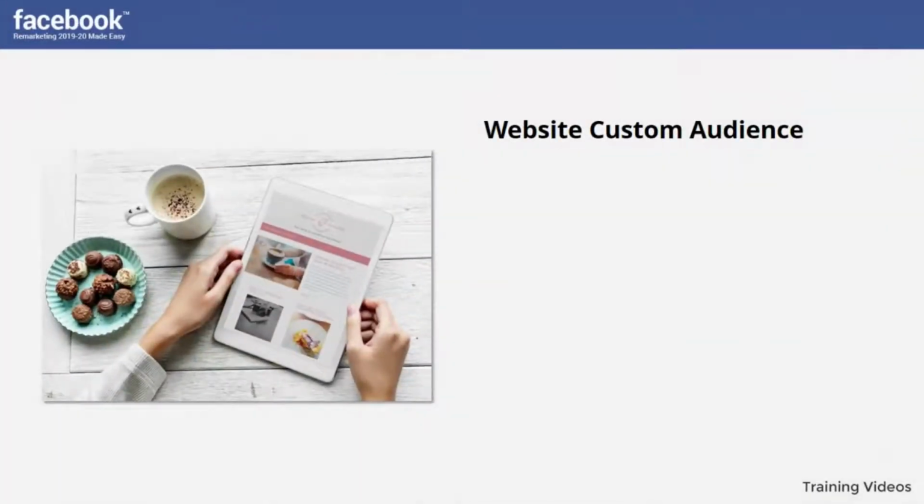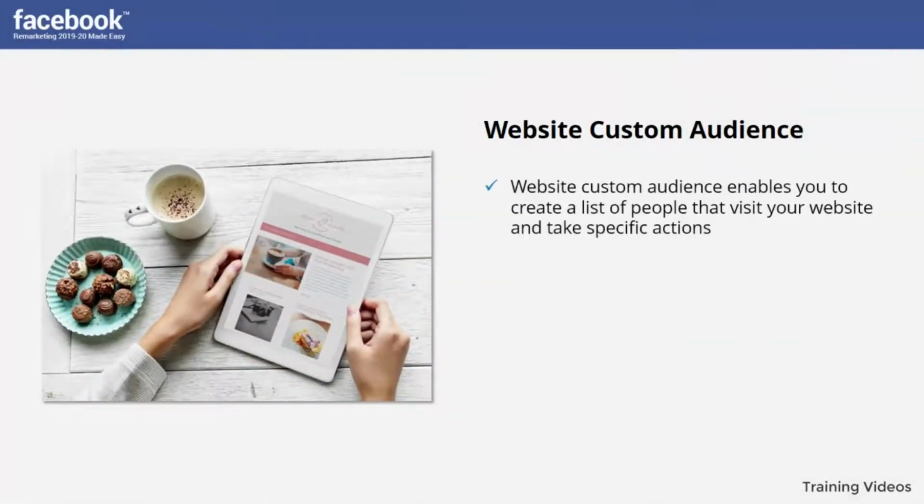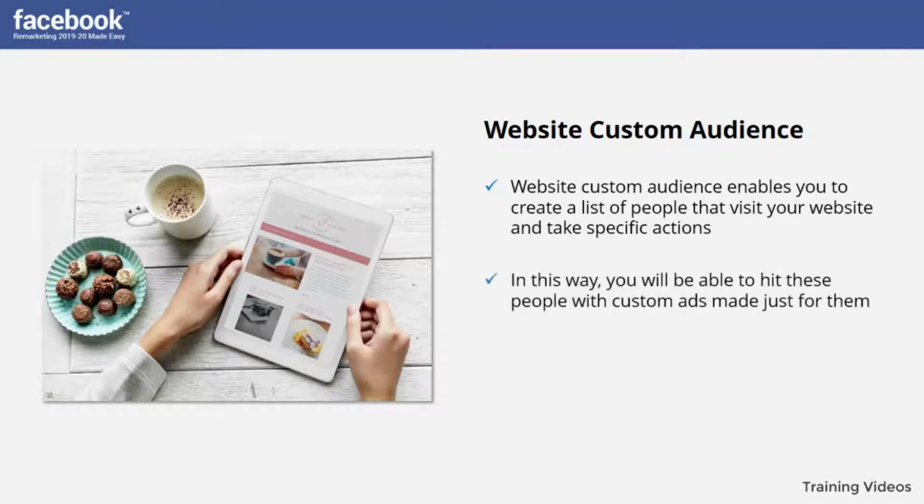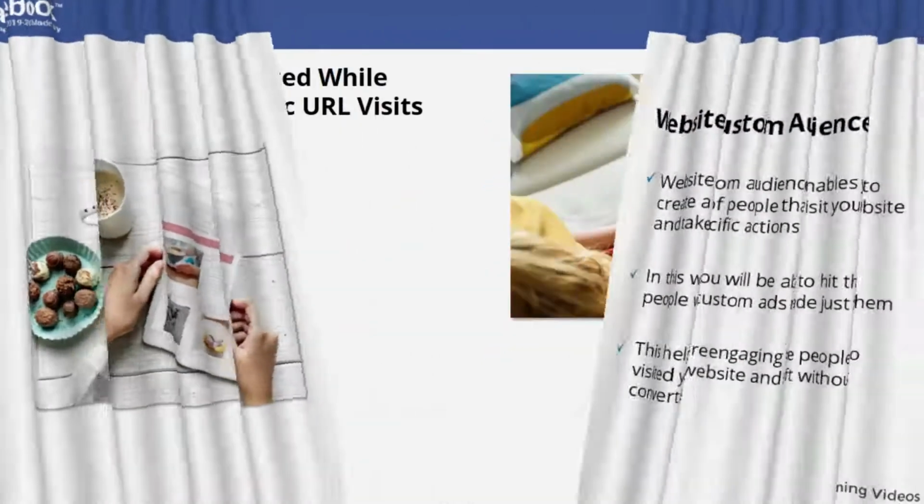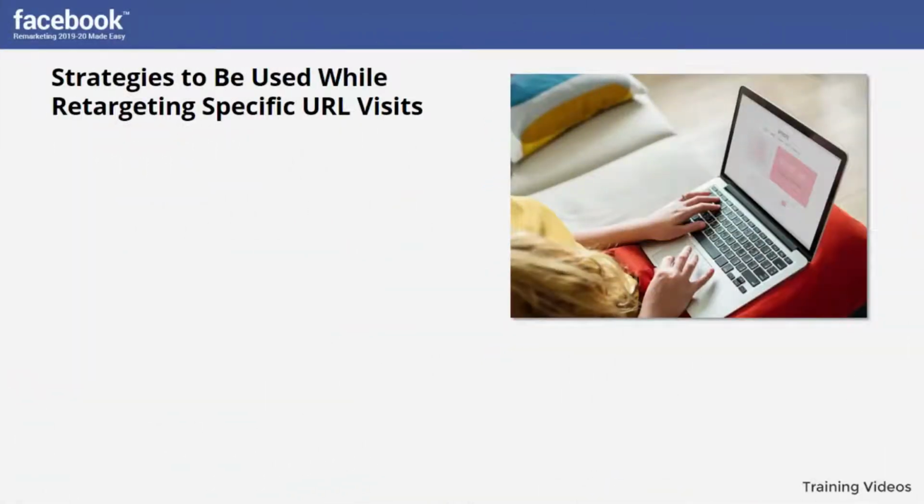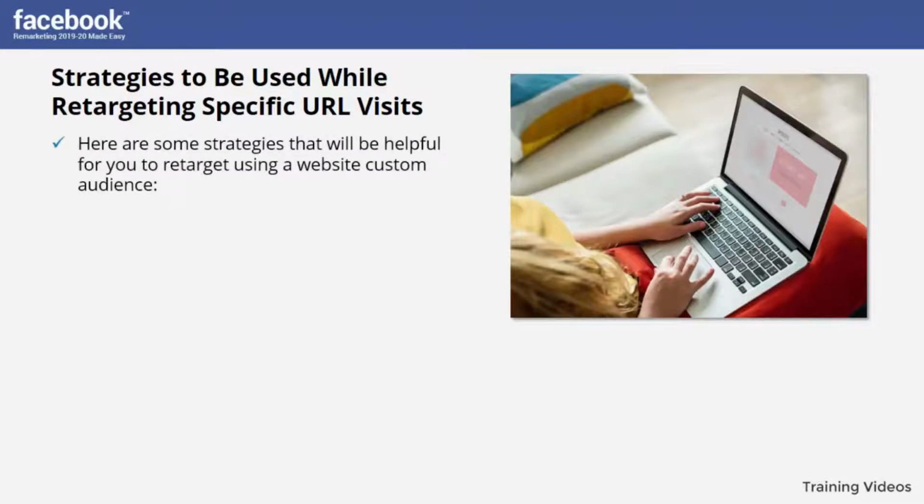Website Custom Audience. A website custom audience enables you to create a list of people that visit your website and take specific actions. In this way, you will be able to hit these people with custom ads made just for them. This helps in re-engaging the people who visited your website and left without converting. Strategies to be used while retargeting specific URL visits. Here are some strategies that will be helpful for you to retarget using a website custom audience.